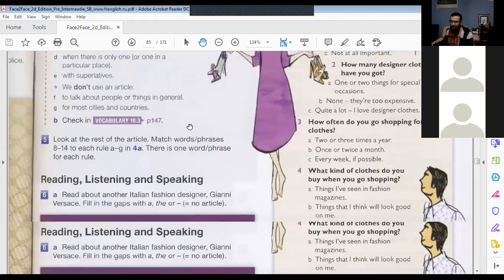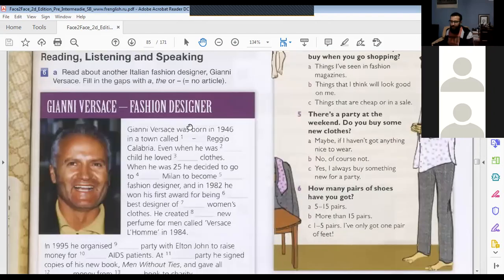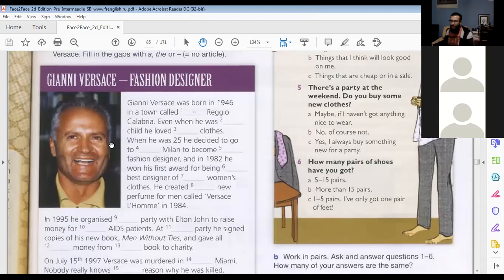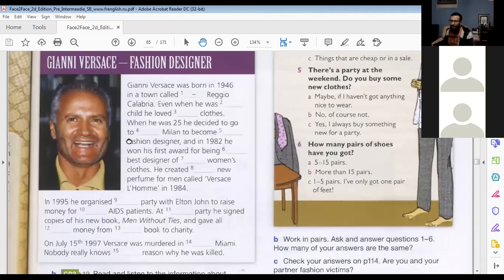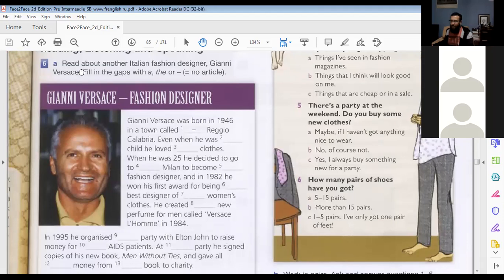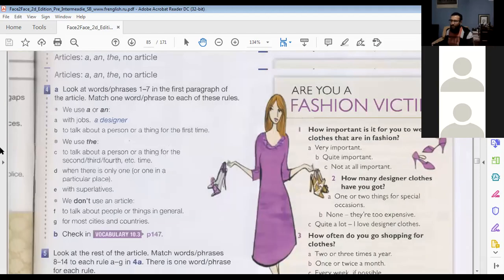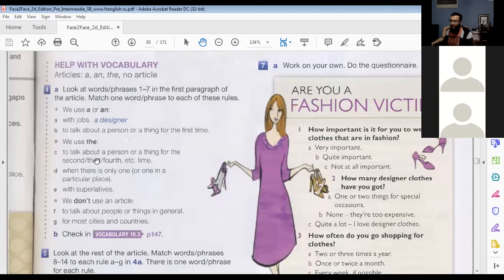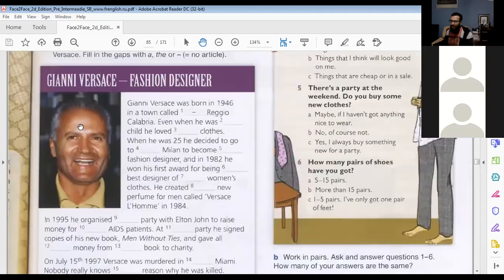Now, let's check this interesting story. So here, I want you to read about Gianni Versace, okay? Let's read the question first. It says, read about another Italian fashion designer, Gianni Versace. Fill in the gaps with a, the, or no article. So this means we're going to use these rules that we talked about, these rules here in exercise 4. We want to use them in exercise number 6.